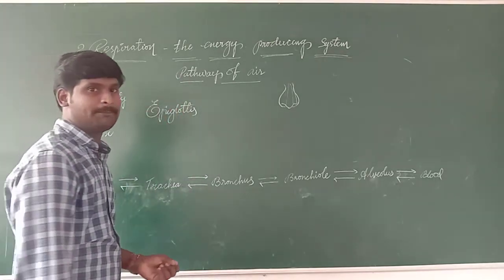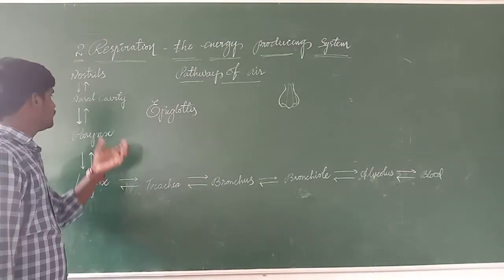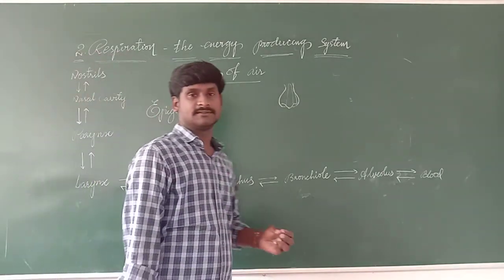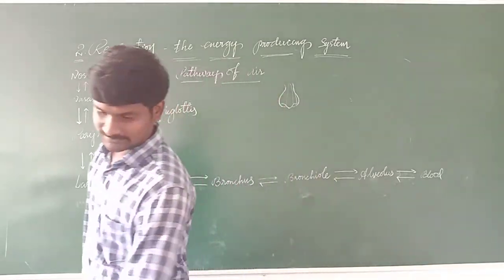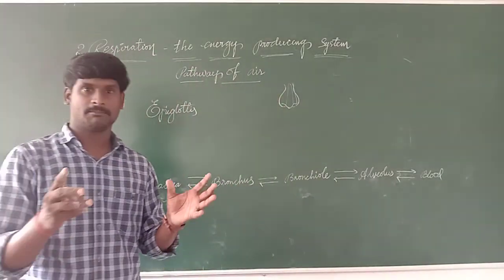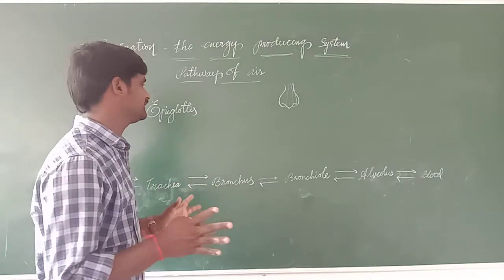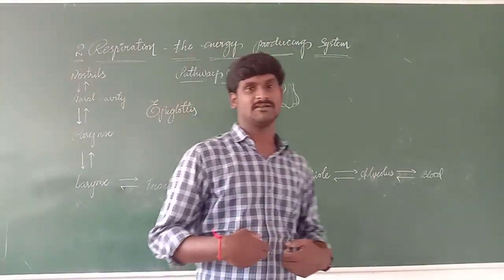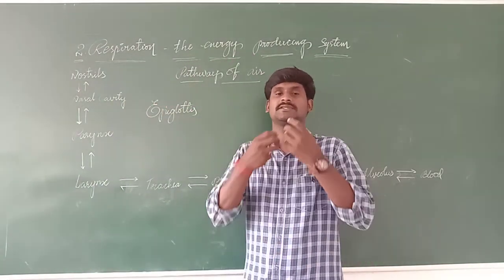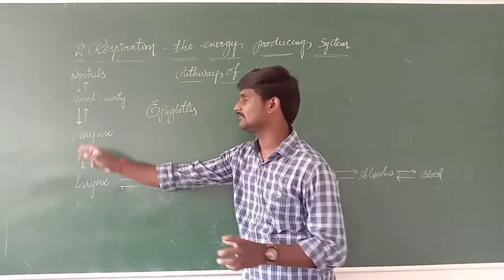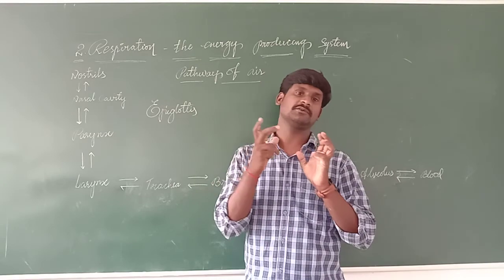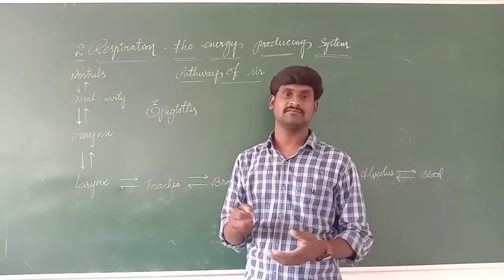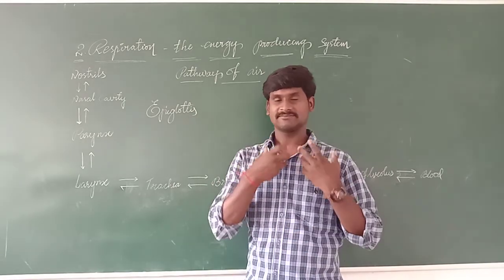What is called the epiglottis? The epiglottis is present in the place of the pharynx. The passages of the digestive system and the wind system both start from the place of the pharynx only. From that place only the food divides, and from that place only the air also divides.